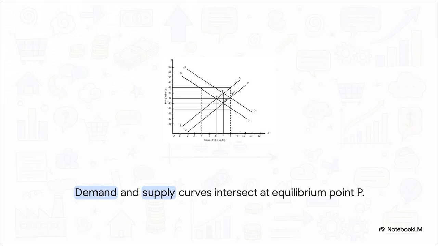Now zero in on point P right in the center. That is the exact physical spot where the two curves cross at 46 paise for 6 units. Think about it. If the price accidentally jumps up to 48 paise, suddenly we have excess supply, and economic gravity pulls the price back down. If it drops to 44 paise, excess demand forces the price right back up. The market just naturally gravitates back to point P.